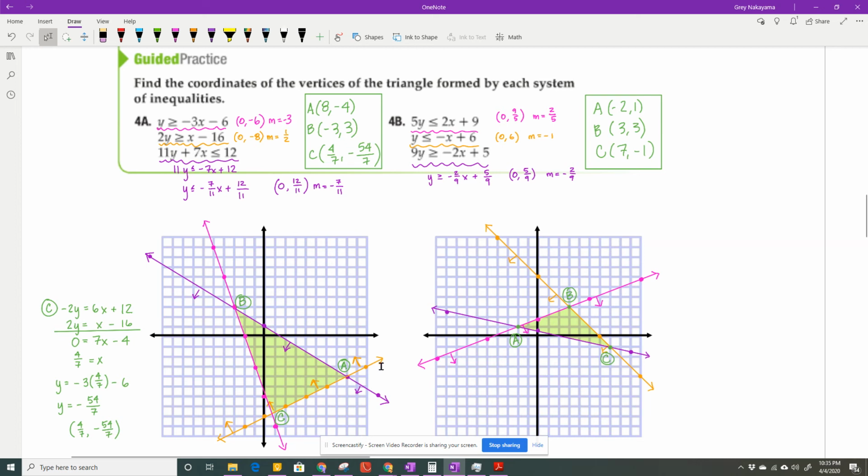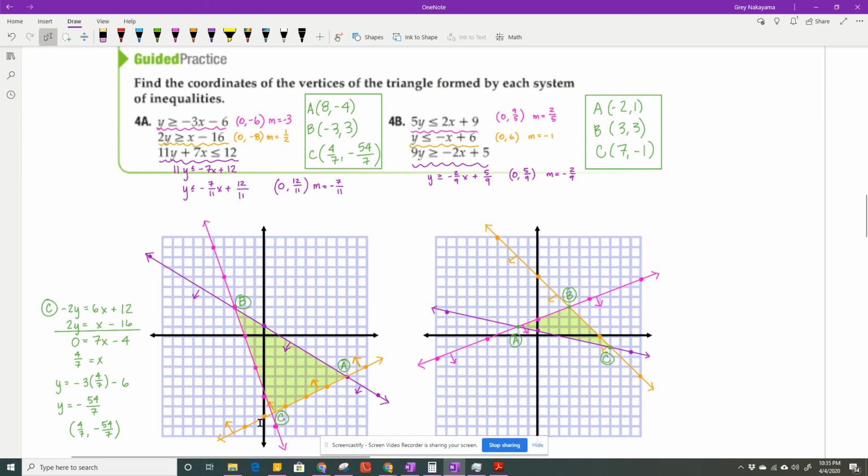Okay, this is the intersection between the orange and the purple, which is these 2 lines. So you can put the point 8, negative 4, in for x, negative 4y, check it for that one, and check it for that one. So then you know that's the point of intersection. Same thing with negative 3, 3.